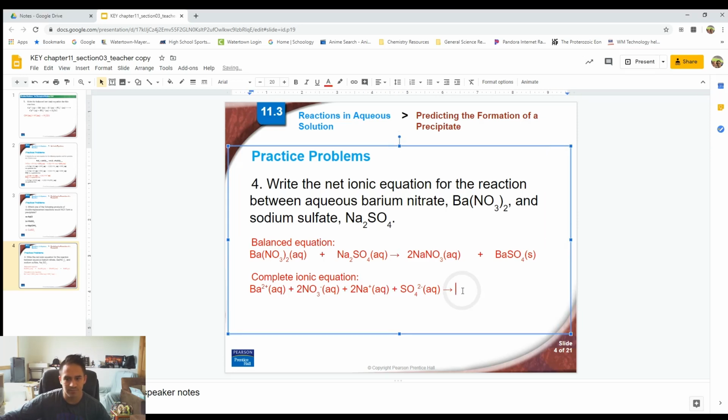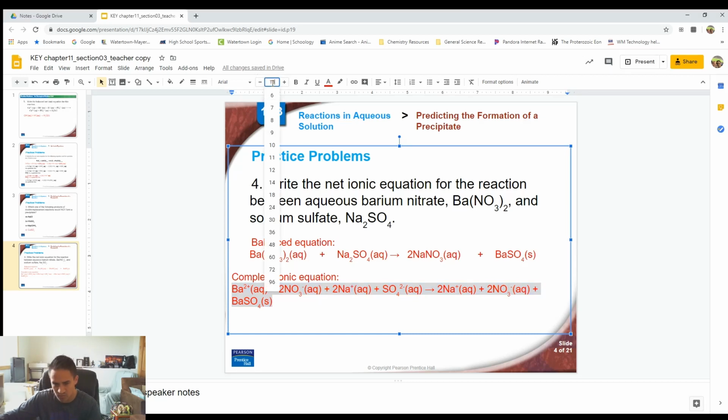All right, so we have 2 sodium ions that are aqueous, plus we have 2 nitrate ions, so 2 NO3 minus ions, which are aqueous. Plus, and then this here, since it's a solid, we're going to keep it as a solid. So this is going to be BaSO4, and that's a solid. I'm going to make this font a little bit smaller so that this is all on one line, because I don't want to have it on 2 lines. All right, so here's our complete ionic equation.